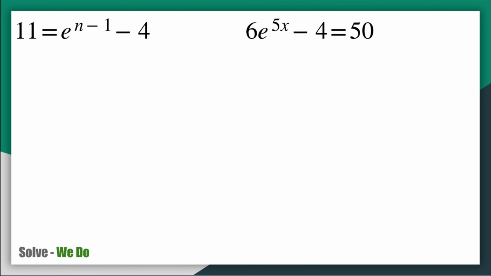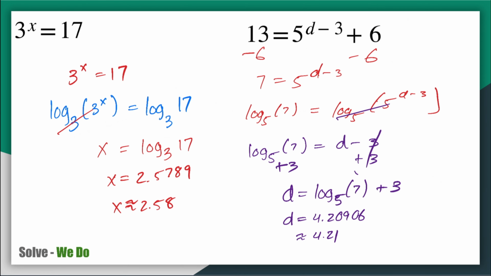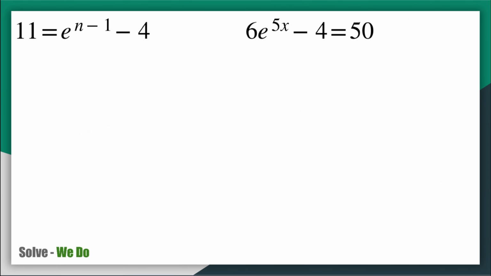All right? Now we're bringing in Euler's number, e. Okay? And just think of it as another base. Think of it as the same thing as having a 3 or a 5 here. It's just now you have an e. Okay? So we're going to isolate e to the power of n minus 1. So I add 4 to both sides. I get 15 is equal to e to the power of n minus 1.